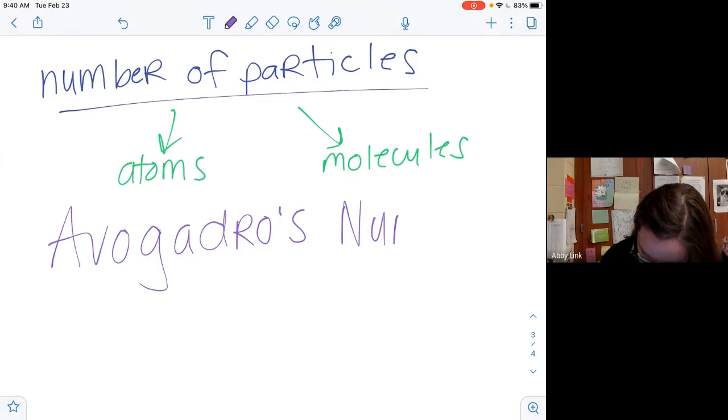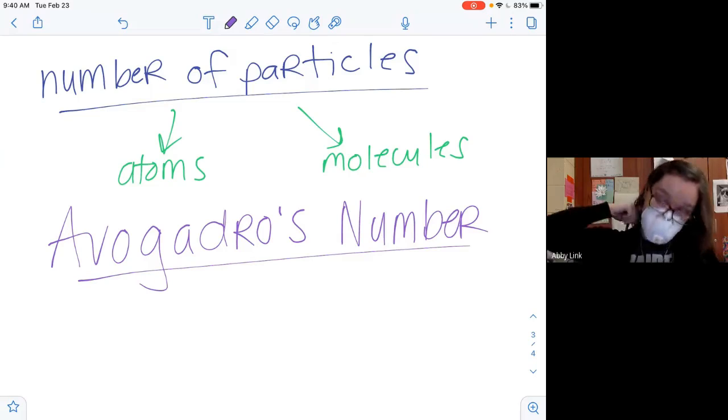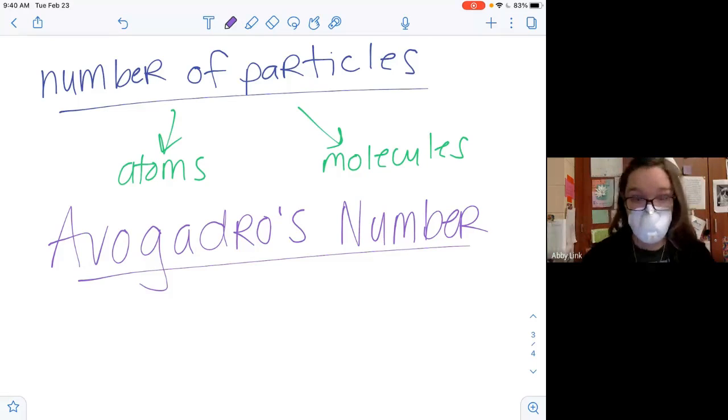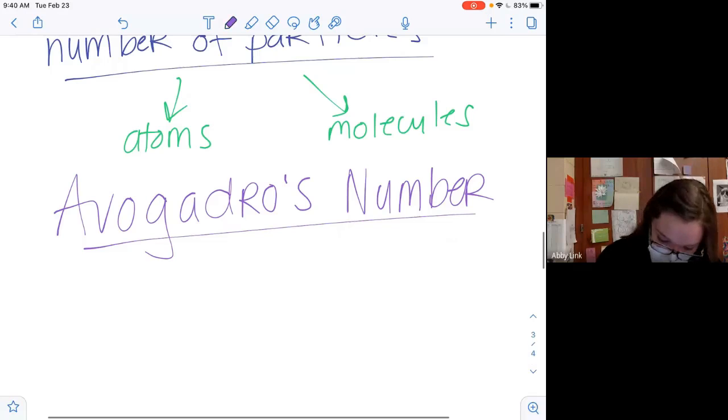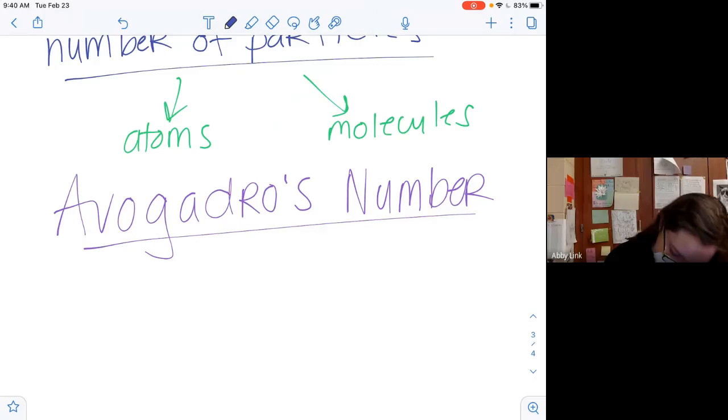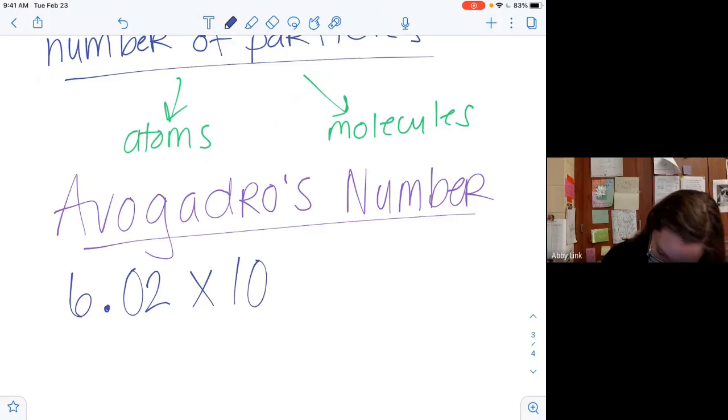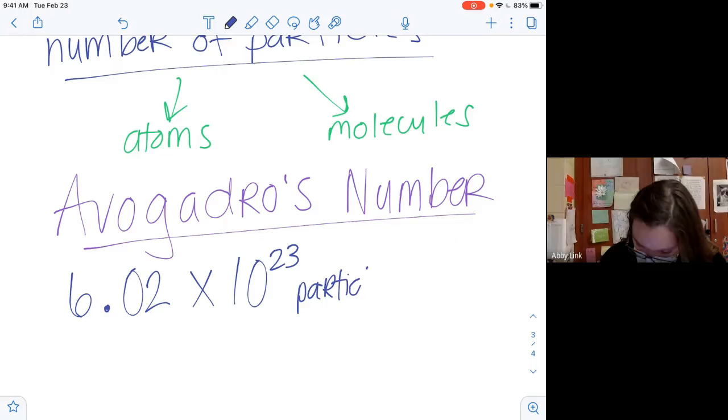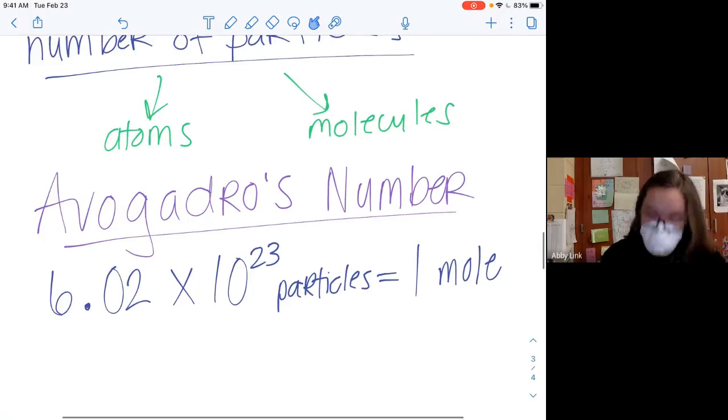Okay, Avogadro is the name of the scientist who discovered this number and came up with this idea here, and that's why we call it Avogadro's number. Now I'm going to write it down for us, and you'll want to write down that number as well. It is 6.02 times 10 to the 23rd. And right now, I'm still going to stick with that general word particles. And it is equal to 1 mole.